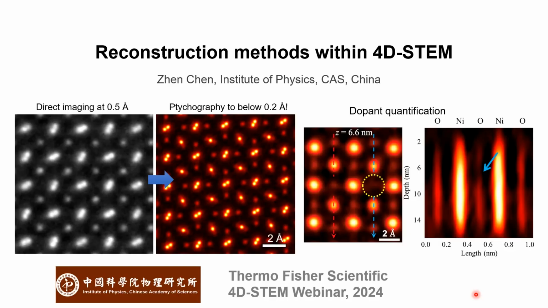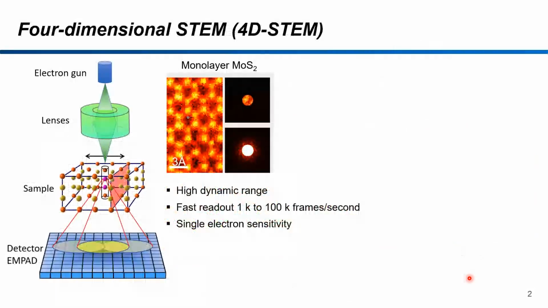So today I'm going to talk about reconstruction methods within 4D STEM, and I will focus mainly on the atomic resolution parts, especially ptychography. You can see using ptychography we can have ultra high spatial resolution, and also we can do some three-dimensional depth sectioning and also dopant quantification. So 4D STEM is not a very new technique, and it's becoming more and more popular nowadays.